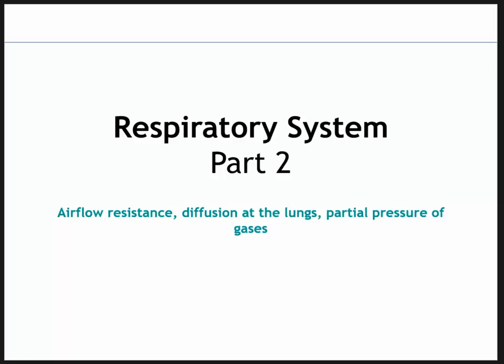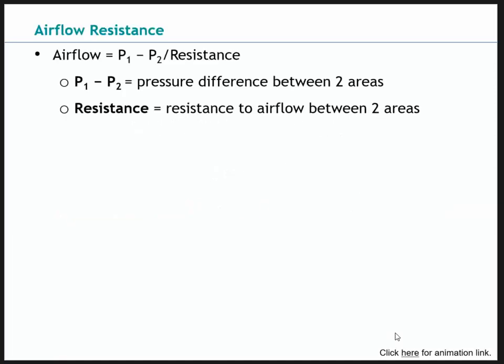Right, class, we are now on part 2 of the respiratory system. With part 2, the main topics we'll be discussing are airflow resistance, how diffusion occurs at the lungs, and then partial pressure of gases. So first, we want to understand airflow resistance.